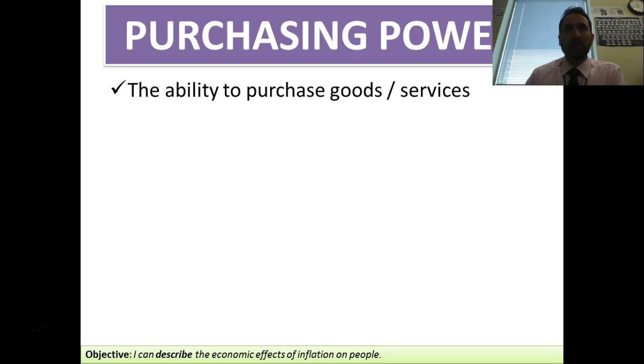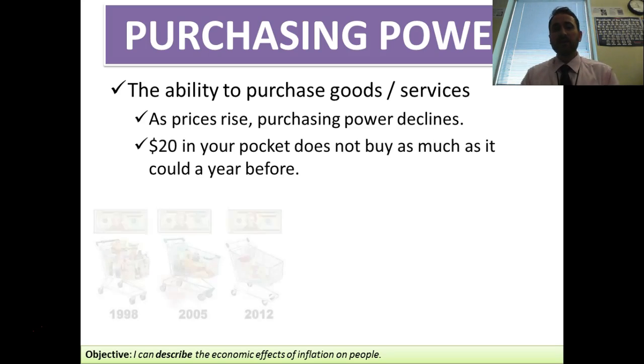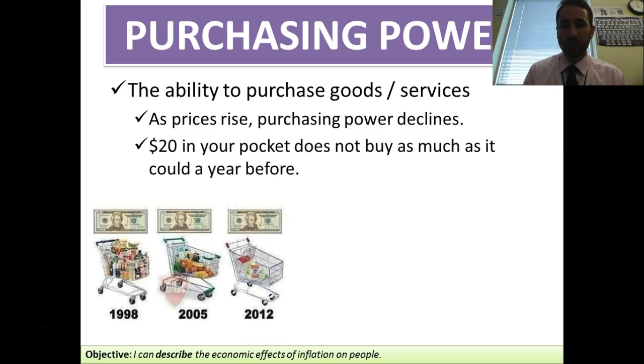Remember in Unit 2 we talked about who answers the question of who gets what? Well, it's based on purchasing power in a market economy. And so as prices go up, your purchasing power declines. And so the $20 that you have in your pocket, 5-10 years from now, you're not going to be able to buy as much with it, even though it still has a value of $20.